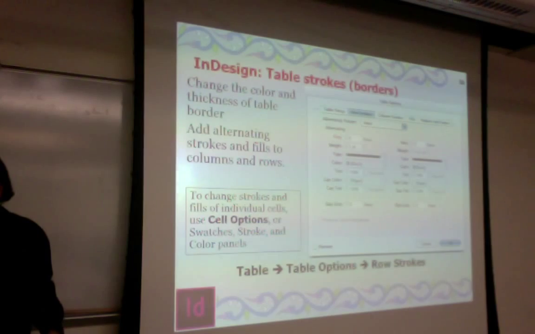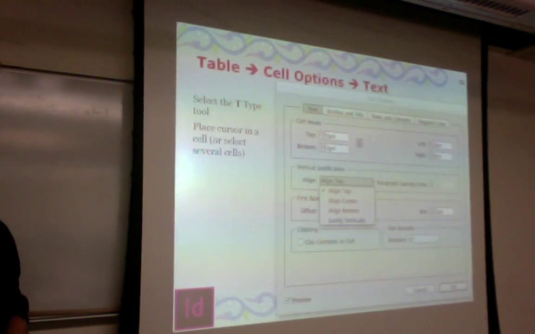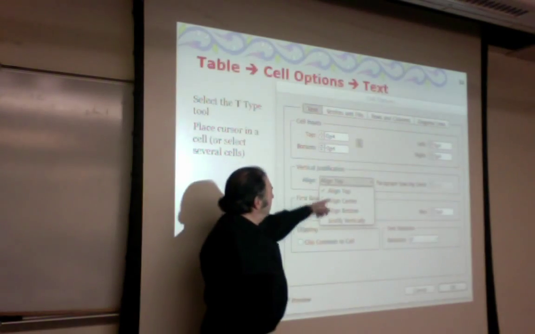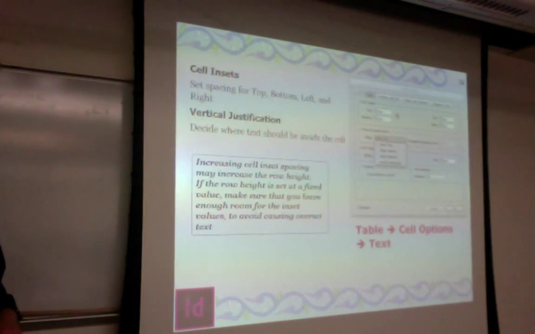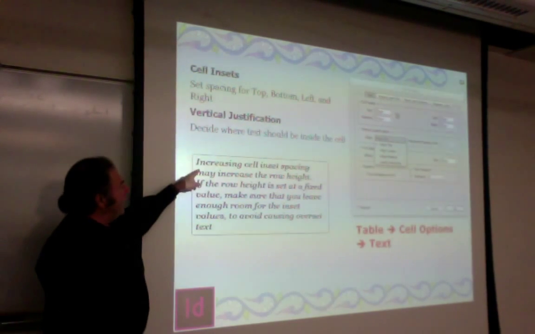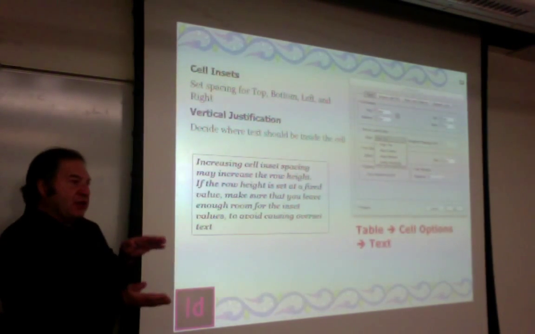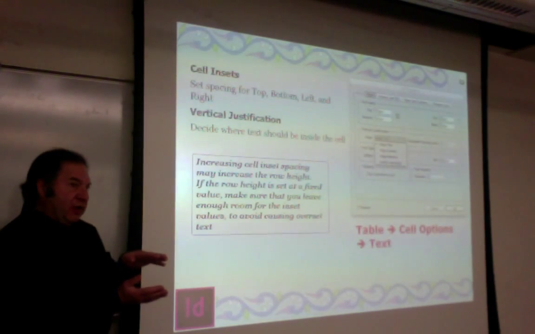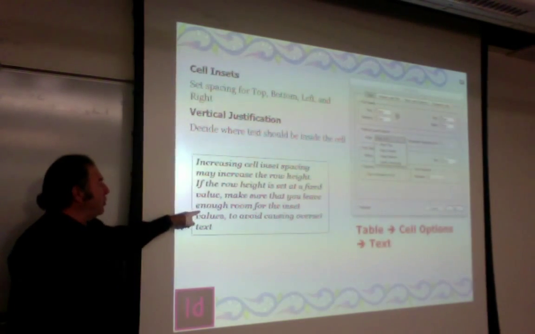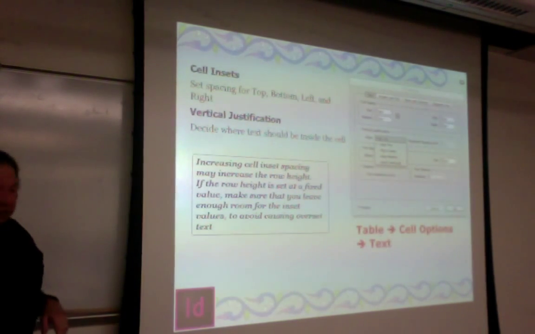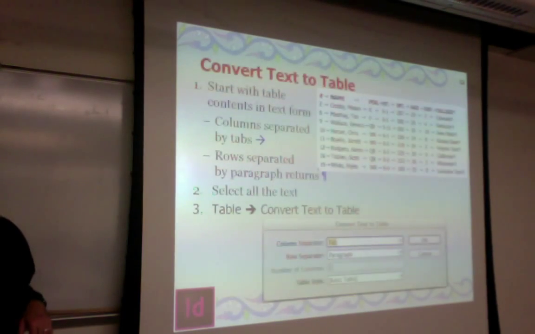Okay, and I showed you this already with the different thicknesses, so you don't need that. Alignments, you can align within the cells, the same alignments that I showed you before. The insets. Now, if you increase the cell inset spacing, that may increase the height of the whole row. The table would be adjusted to fit that. And if the row height is set at a fixed value, make sure you have enough room, otherwise you're going to wind up with overset text. You'll get a message telling you that there's overset text, and you'll go looking for it.